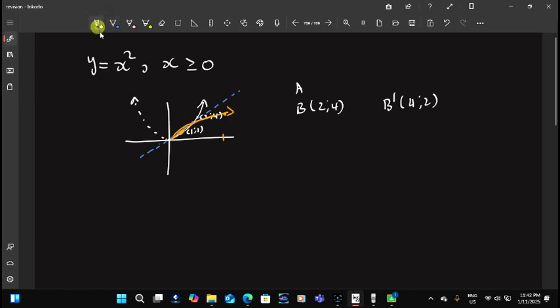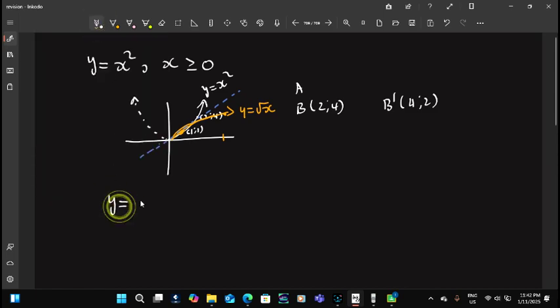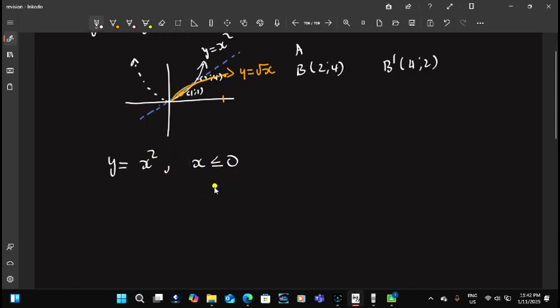So the equation of the inverse would be y equals the positive square root of x, and this one would be x squared. Remember, we've restricted its domain. Now we can also be asked to draw the same function where the domain is less than or equal to 0. That would be the other part on the left, this one.